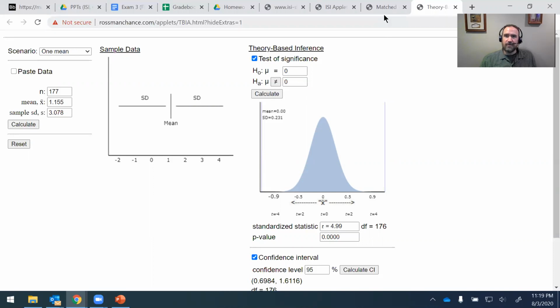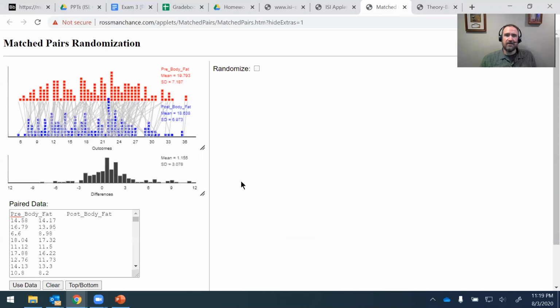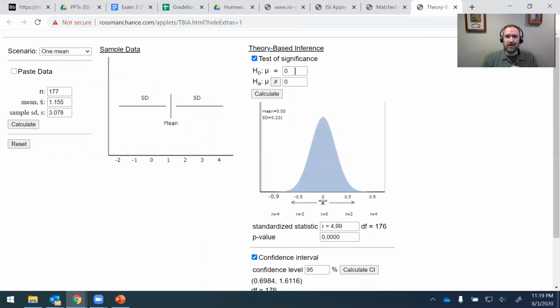Why? Well, the null hypothesis is that the differences are going to turn out to be 0, because the null hypothesis would claim that it doesn't matter which one we're looking at, pre-body fat or post-body fat. We shouldn't see any difference between those two. So that's what the null hypothesis always is, that the differences have a mean of 0. And so that's the default one in the theory-based applet here. So we're good to go there.